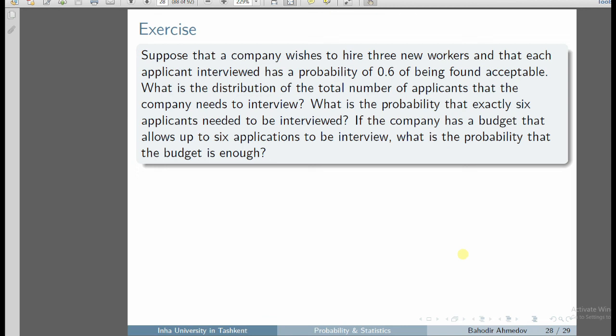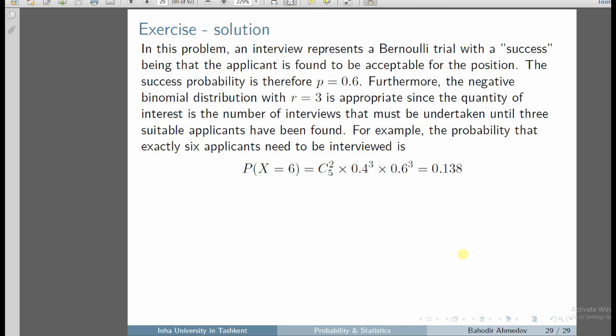Now this is different. Now I'm saying I need only 3 workers, only 3, okay? And this is fixed. The number of successful trials is fixed. And now I would like to count how many interviews I need to make in order to get the 3. Do you feel the difference between binomial and negative? So this is the negative binomial distribution. We need to evaluate this using this formula: C(k minus 1, which is 5, r minus 1, which is 2), multiplied by q to the power of 3, p to the power of 3.